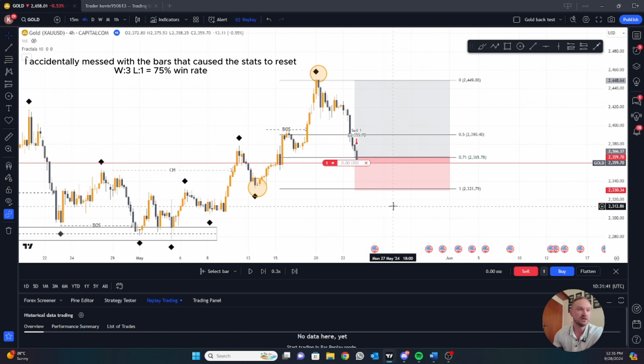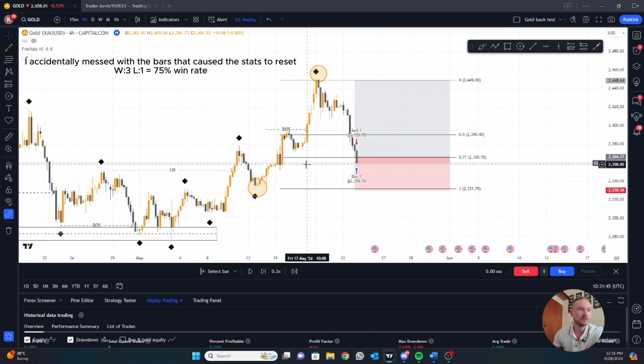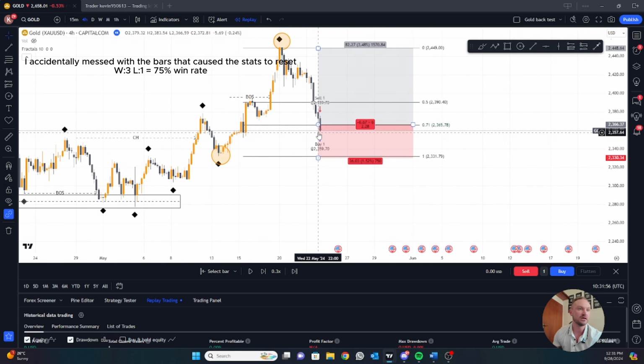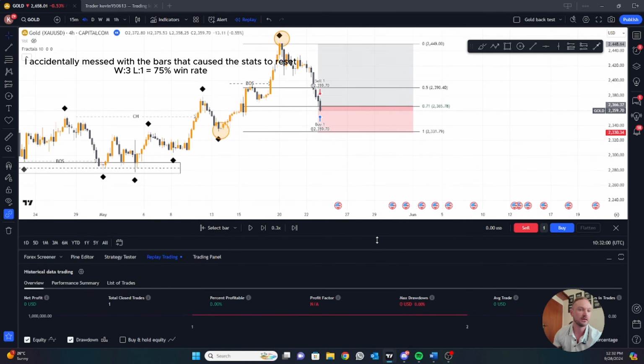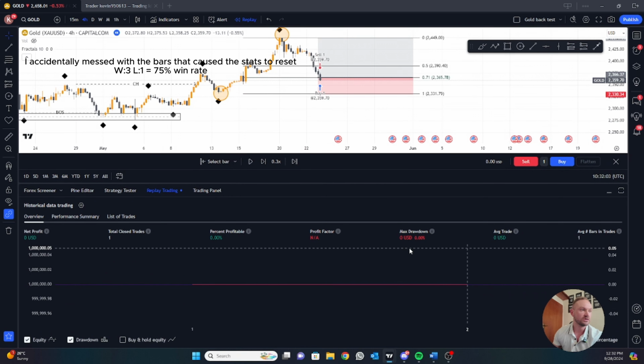Okay, so I'm going to enter the sell here, stop loss down here. Okay, I think it has already closed the trade due to the spreads. So that was a loss.